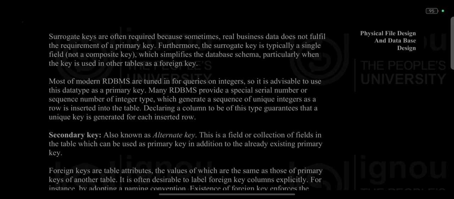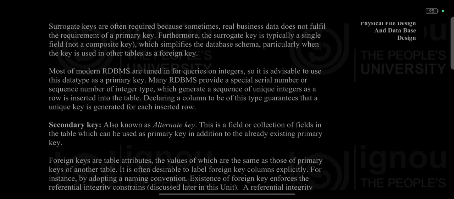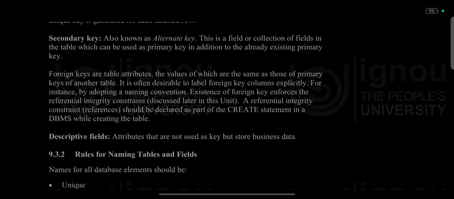Many RDBMS provide a special serial number or sequence number of integer type, which generates a sequence of unique integers as a row is inserted into the table. Declaring a column to be of this type guarantees that a unique value is generated for each inserted row. Secondary key, also known as alternate key: this is a field or collection of fields in the table which can be used as primary key in addition to the already existing primary key.